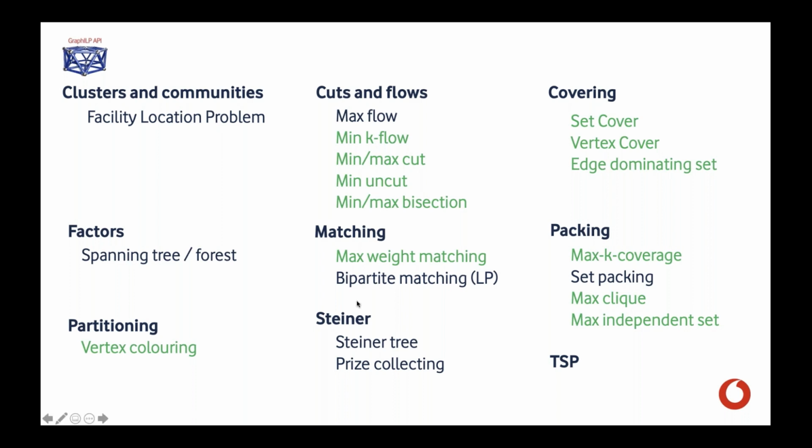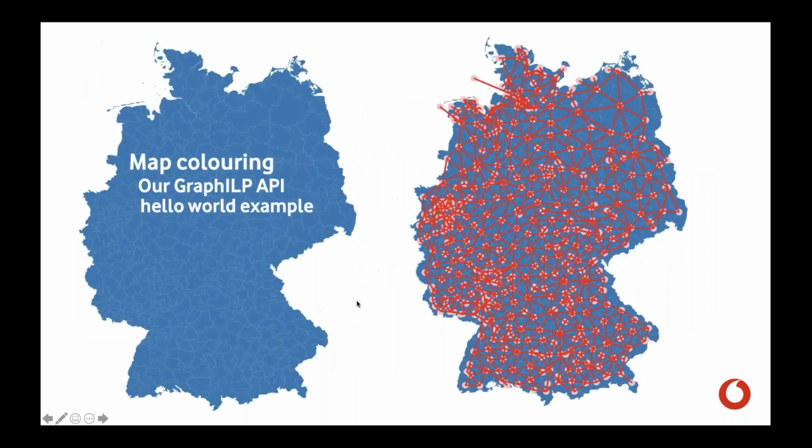Good. But let's move out of the abstract and look at what we call the Hello World example for our Graph ILP API, which is the map coloring problem. On the left-hand side, you can see a map of the communities in Germany. What we want to try is to color that map with as few colors as possible, such that adjacent communities have different colors.